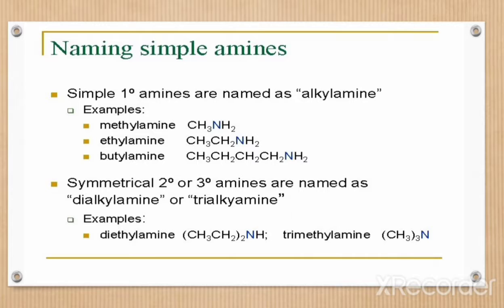1 degree amine means that the carbon is attached with the amine group, and it will further attach no carbon or 1 carbon, and it forms a chain, and is known as 1 degree amines.